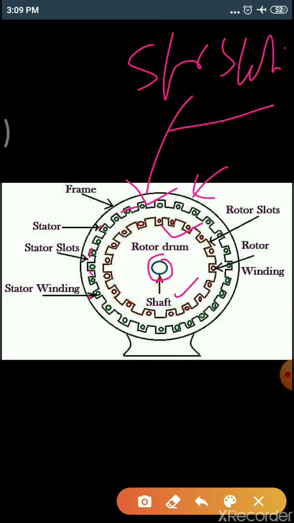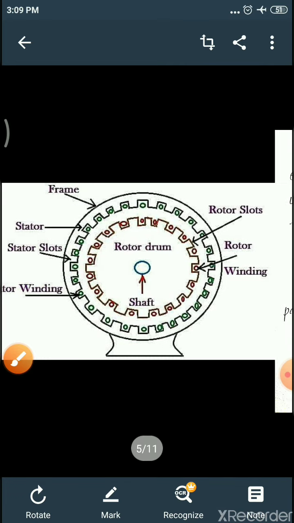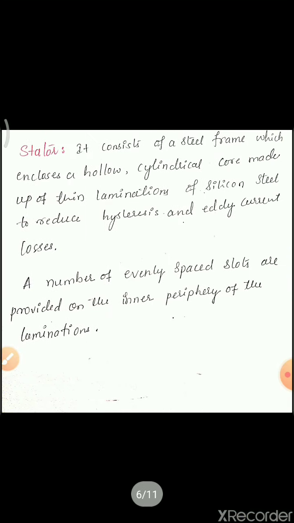So these are your stator slots. Inside that there will be conductors. Similarly, these are your rotor slots as well as the rotor conductors inside. This is the construction of a three-phase induction motor. Let's see one by one of these parts. Mainly we are going to consider the stator and rotor. So we'll see the stator.